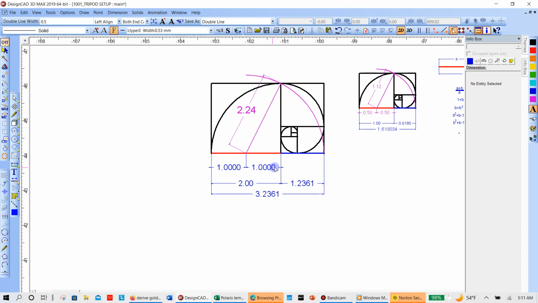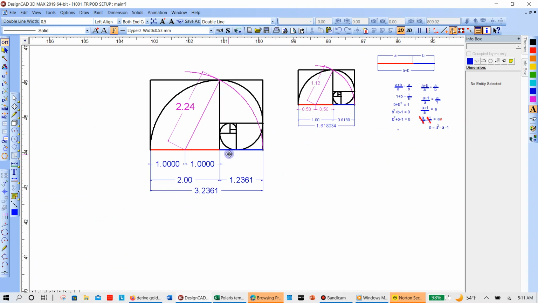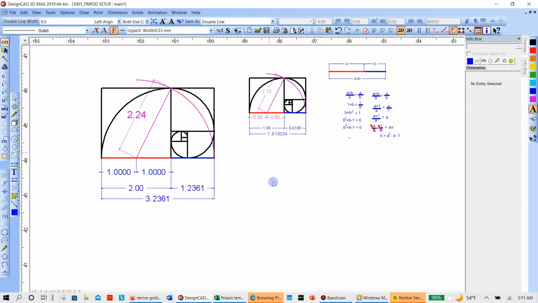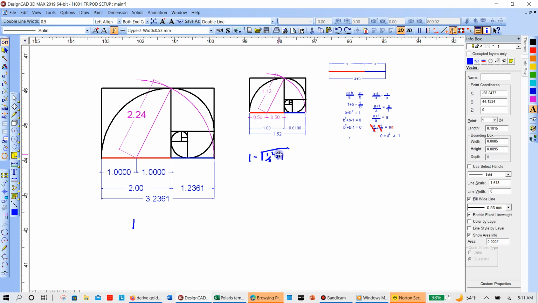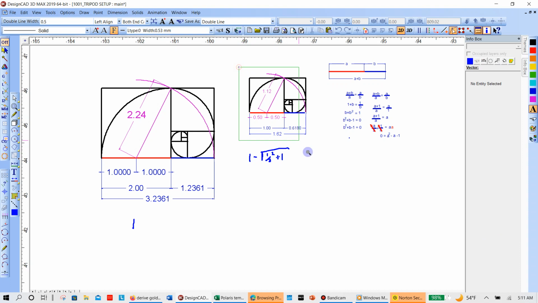Just in case you want to know, there's a formula, and I'm going to derive it because I didn't show it here. So we're going to go Control Z. Here's how I started to derive it.